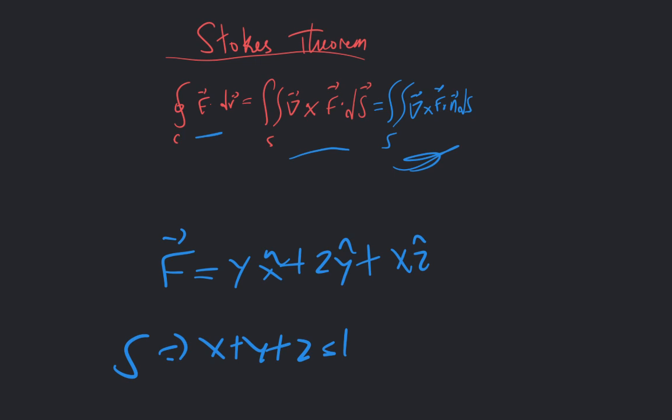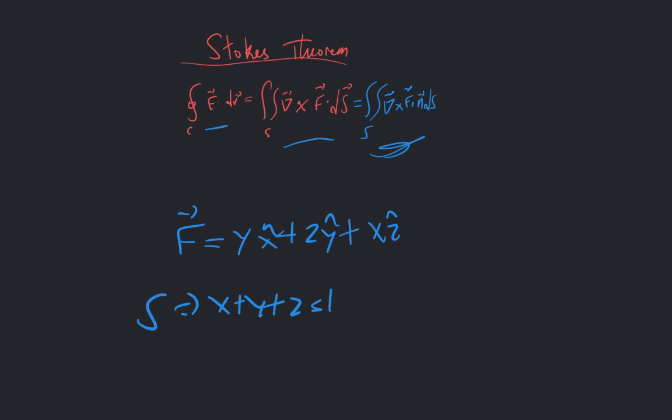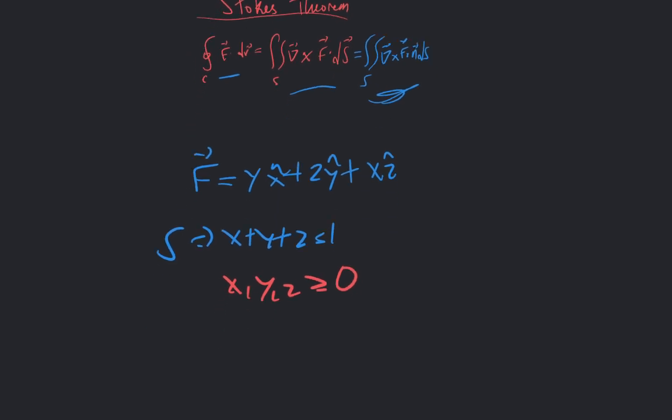So the boundary curve is going to be in the first octant. Let's say x, y, z are all greater than or equal to 0. The boundary curve is formed by the intersections of x plus y plus z equal to 1.